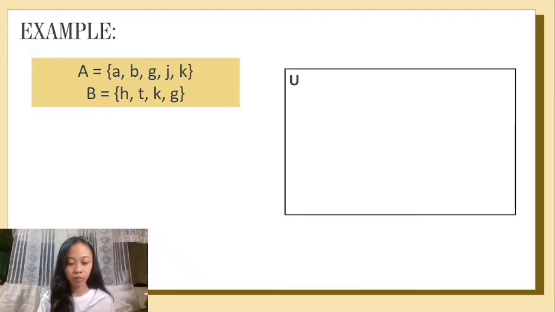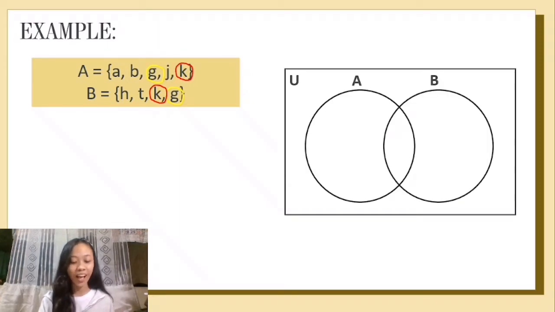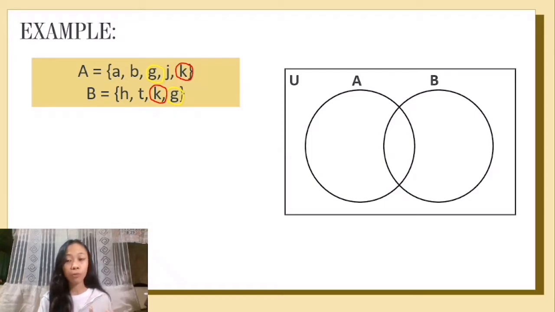We have 2 sets. We have set A and set B. And as you can see, we have here a common element again. So ano yung common element sa dalawang set? So we have G and K. So these are our common elements. So ibig sabihin, joint set sila. So meaning we will have here 2 overlapping circles again. So since the intersection or the common element sa set A and set B is G and K, that's why we will write G and K in the intersection of A and B.